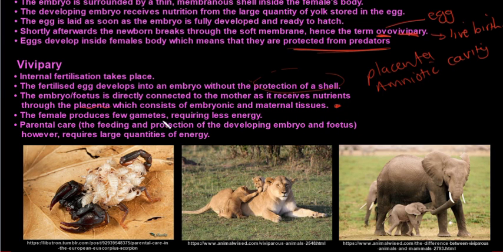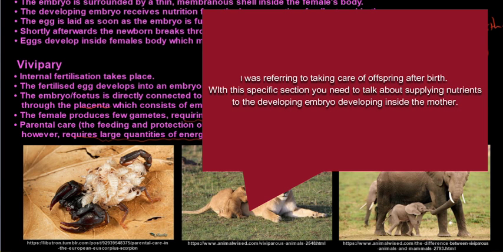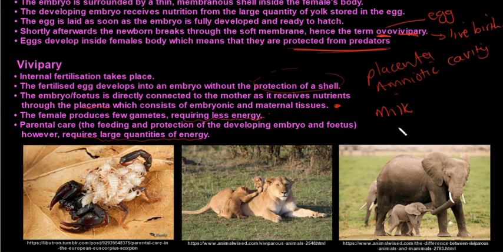And then the female produces fewer gametes, so requiring less energy. For example, in humans there's only one egg cell produced. With the male humans there's plenty of sperm cells produced, but with the females there's only one egg cell produced. And then parental care, so the feeding and protection of the developing embryo and fetus is there. However, it requires large quantities of energy, because now you have to feed the offspring either with milk or providing it with food that has been hunted or collected, and then just taking care of a little young thing running around is quite a lot of energy.